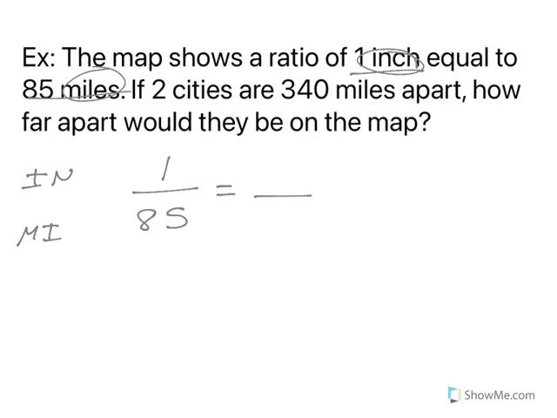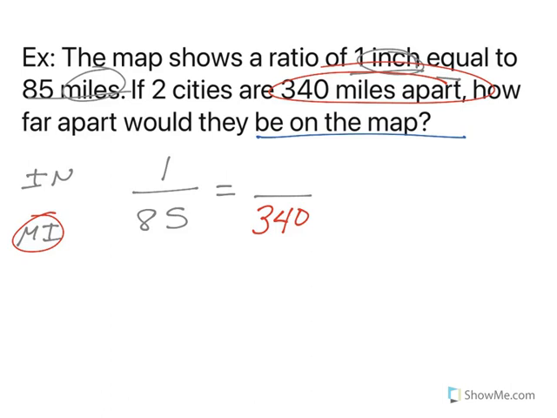Now, the two cities on a map, that's what we're trying to find. But in real life, we know these cities are 340 miles apart. Since miles are in the denominator, 340 is going to go in the denominator of my second ratio. When the question is how far apart would they be on the map, we know that the map is in inches. So we are trying to find the unknown value here.